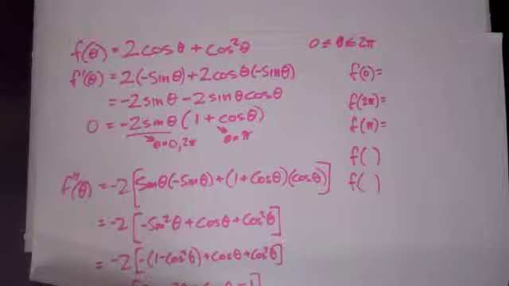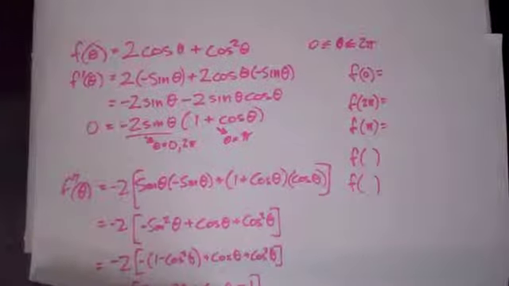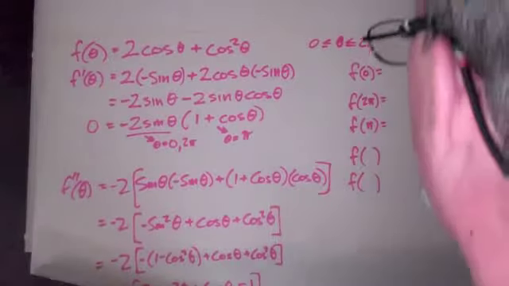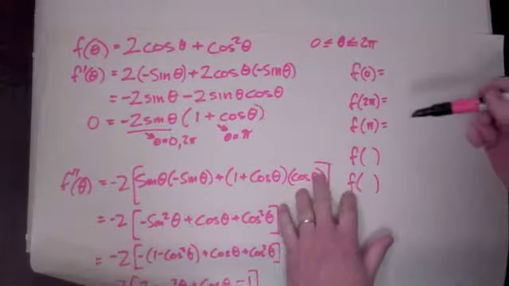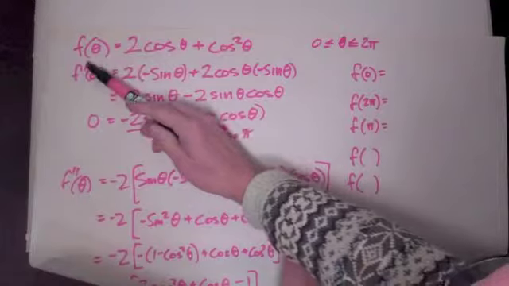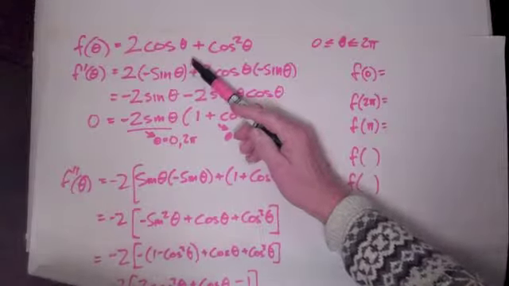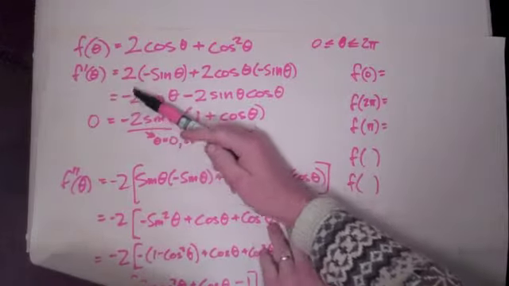Okay, this is problem number 31 from the book that we got started in class, but there was a small error, so I'm here to correct that. If you recall, this is our function, a nice trig function. We take the derivative very carefully.